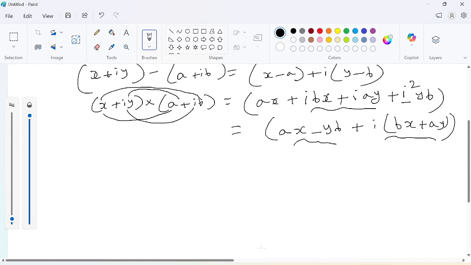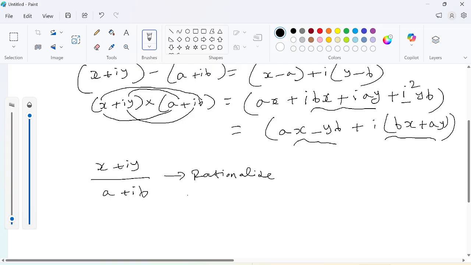Now let us see the division part. So now I have x plus iy divided by a plus ib. Now, if I have the division of two complex numbers, always rationalize this. Rationalize.